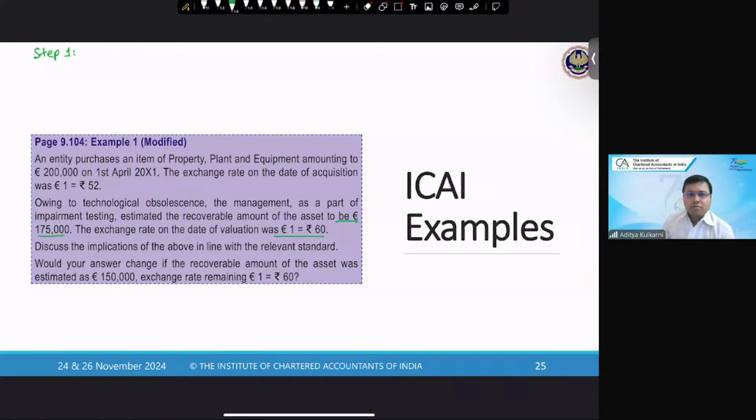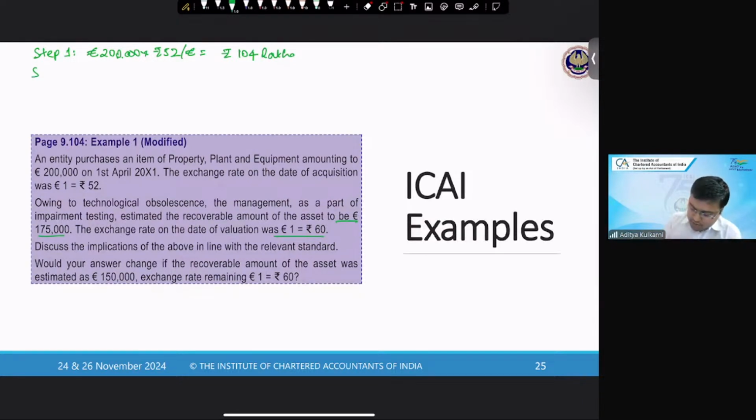Okay, fine. So we follow the steps. This is as per the standard. Step 1, determine the original cost of the asset. So original cost was how much? Euros 200,000 multiplied by rupees 52 per euro. So that comes to how much? That comes to 104 lakhs, right? 52 twos are 104.